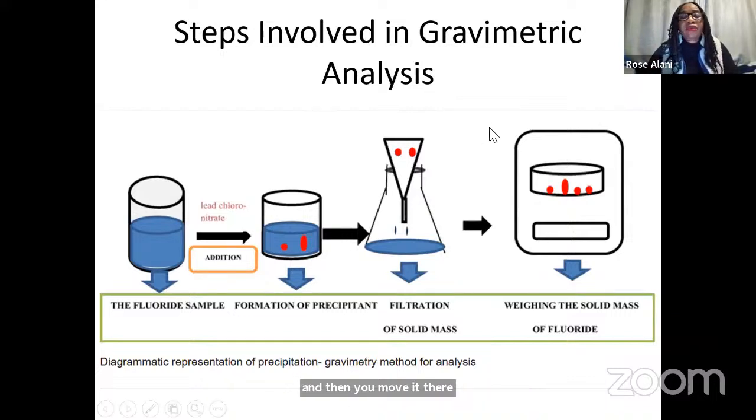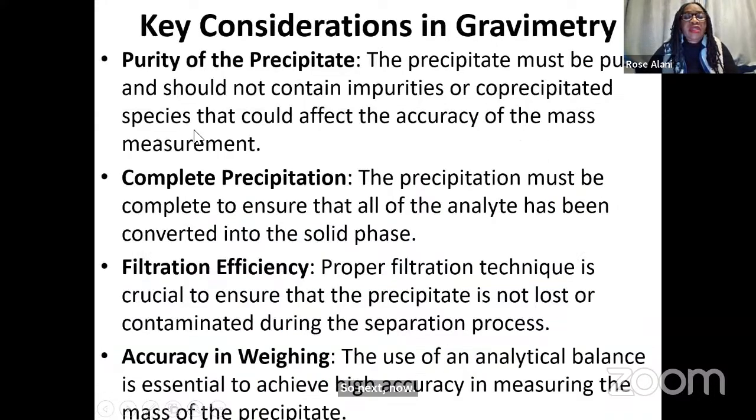So next now, this is just a typical setup of gravimetry, and even showing you.